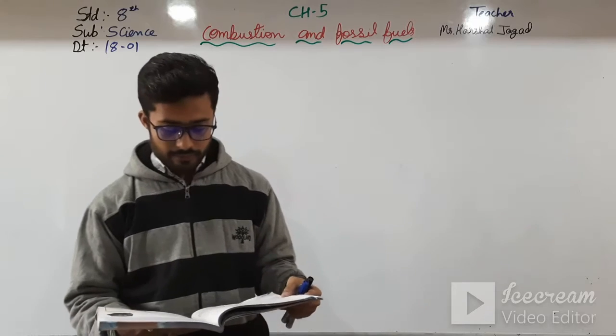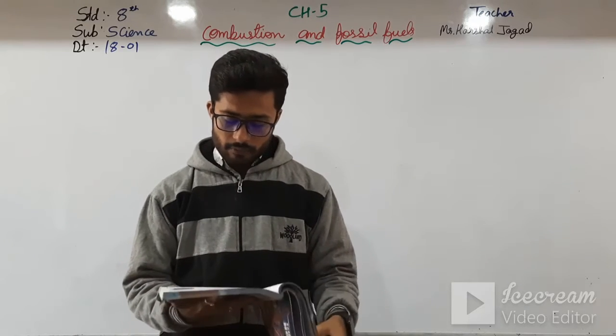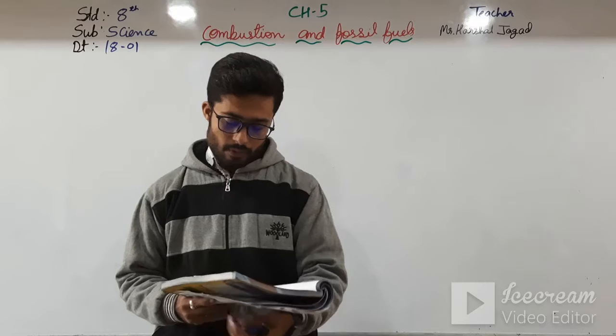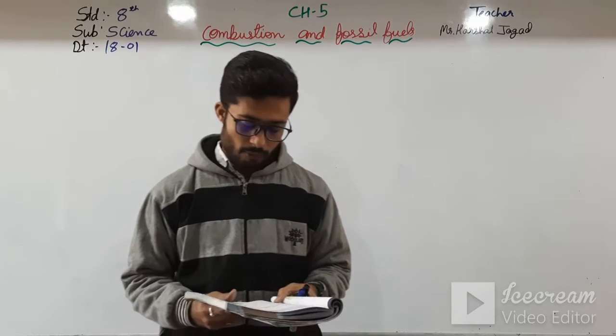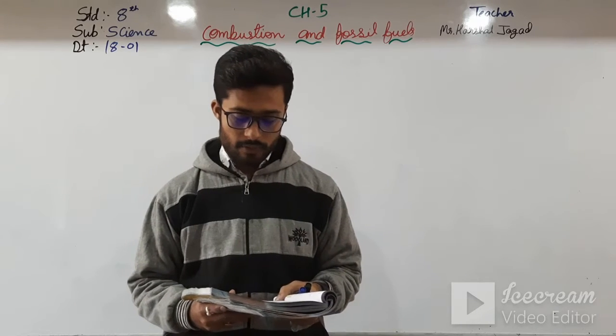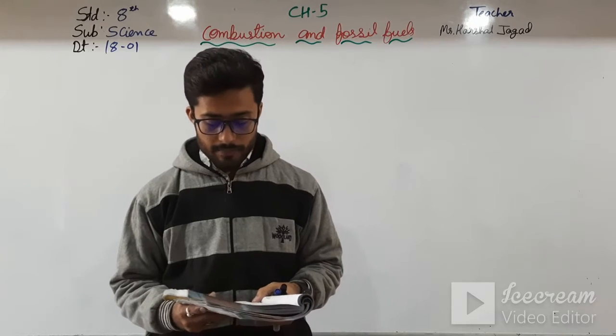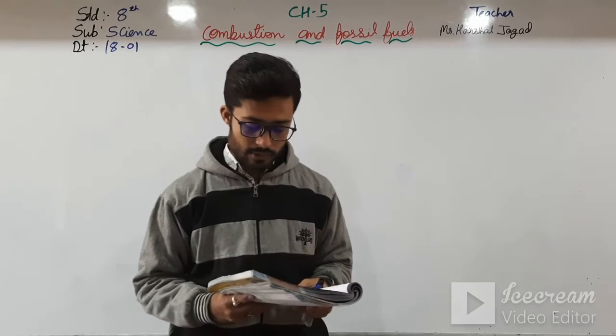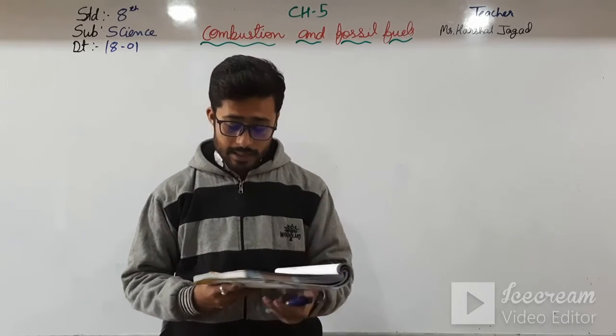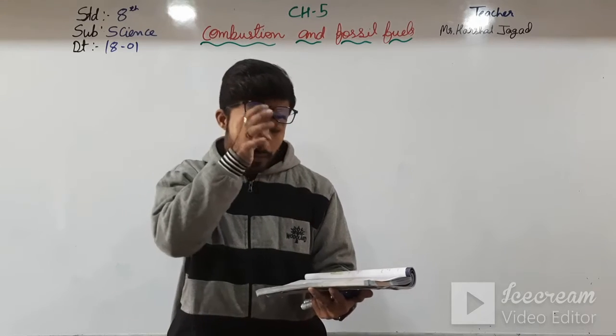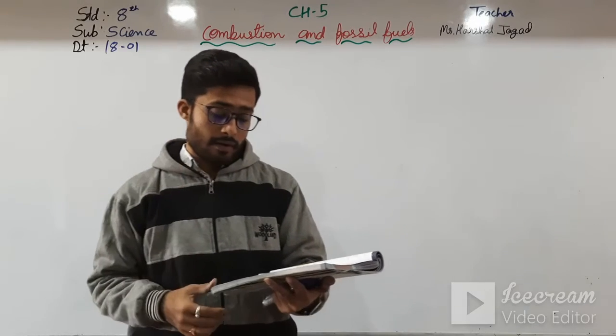Now moving further, coal was formed from the remains of plants that grew in warm humid swamps 300 to 400 million years ago. The process of formation of coal is shown in figure 5.6. Here you can see the figure showing how the coal is formed.